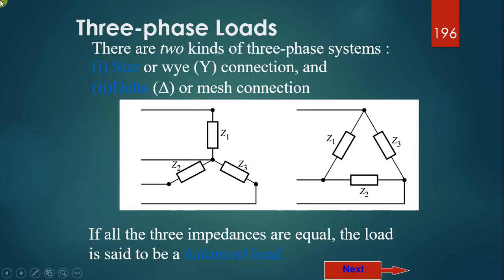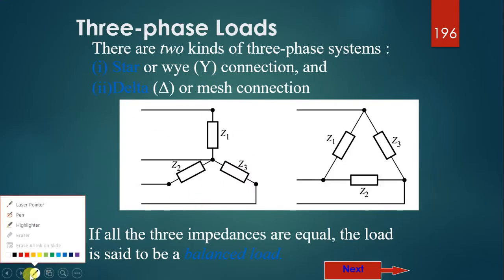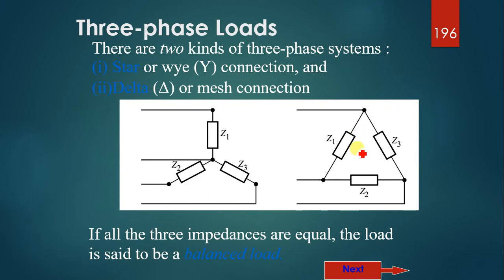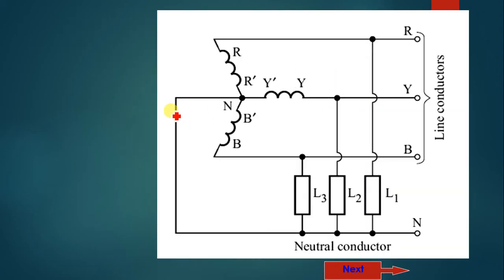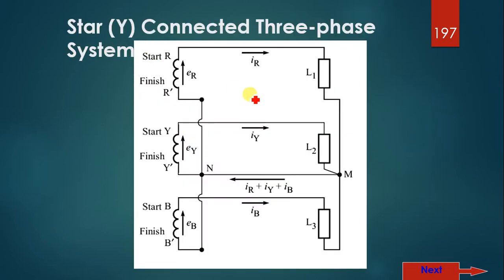So we have seen one particular configuration, which is star. Now we'll switch to delta, then we'll check what is the difference between these two. We have seen how the loads are connected. In star, the loads are connected in series with your coil, that means a coil is connected in series with the load, and it will have a common point. Similarly, one coil is connected with another load.